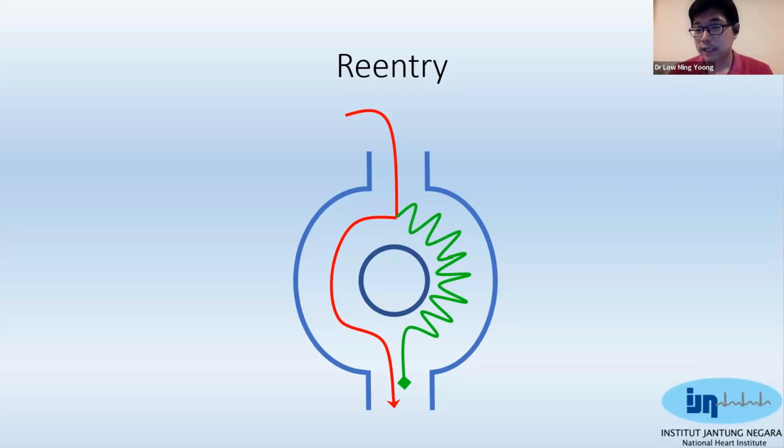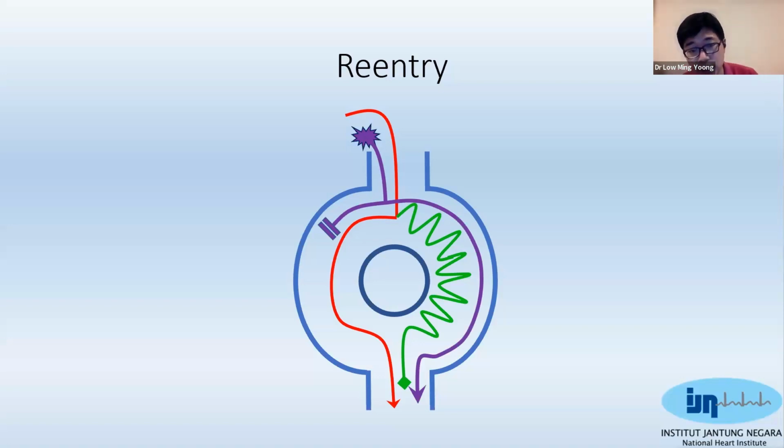The problem happens when there's an earlier conduction, meaning PAC, PVC, whatever, junctional ectopic. But normally it's PAC. So when a PAC comes in, now it's early. When it's early, it meets these two pathways again. But the fast pathway, remember I told you, has a long refractory period, so it cannot allow this impulse to go down. So it blocks in the fast pathway, but it can travel in the slow because the slow recovers very fast. So it travels in the slow and depolarizes down.